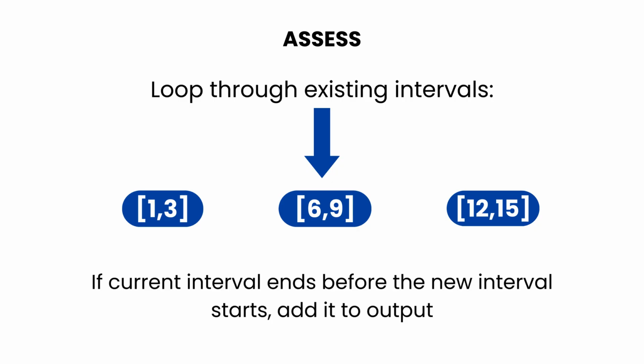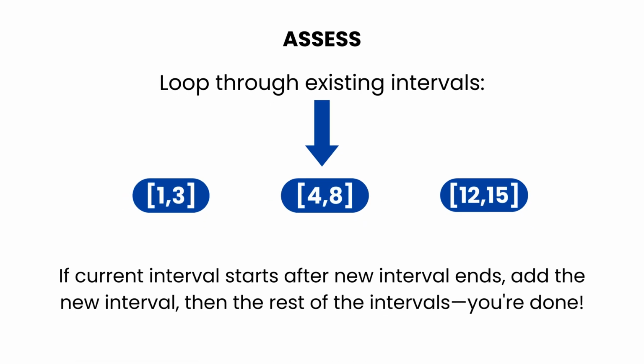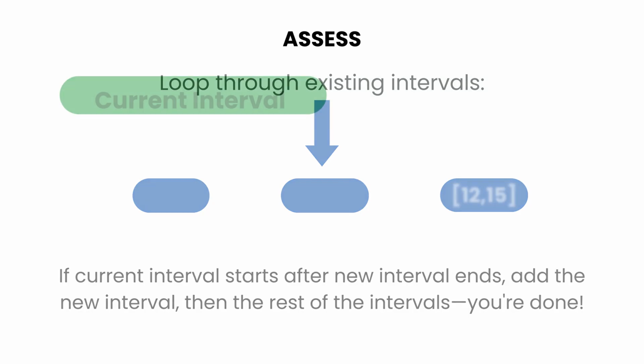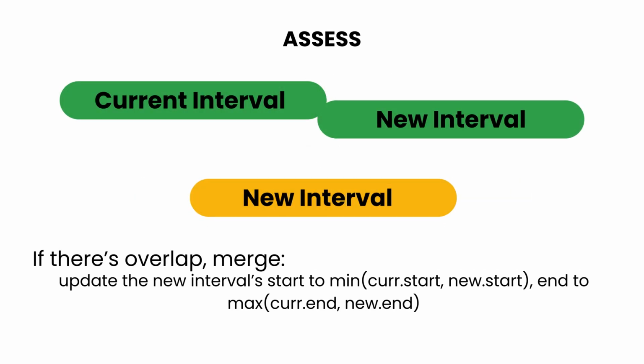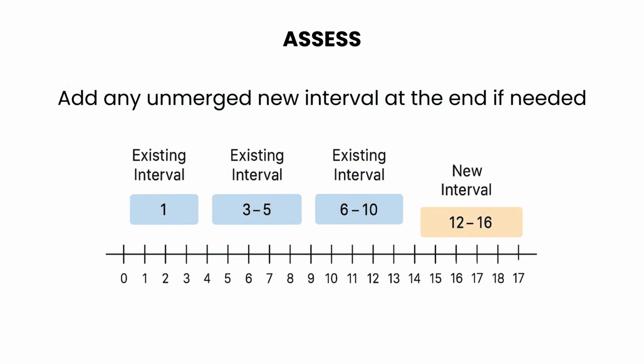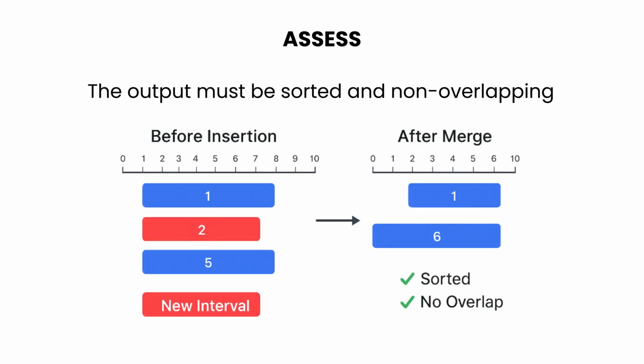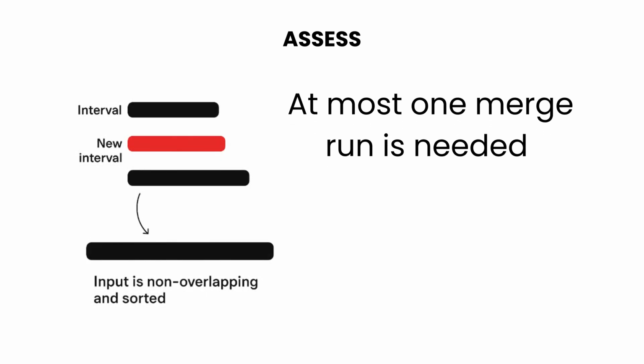Loop through existing intervals. If the current interval ends before the new interval starts, add it to the output. If the current interval starts after the new interval ends, add the new interval, then the rest of the intervals, and you're done. If there's overlap, merge: update the new interval's start to min(cur.start, new.start) and its end to max(cur.end, new.end). Add any unmerged new interval at the end if needed. Let's clarify: the output must be sorted and non-overlapping. At most one merge run is needed, since the input is non-overlapping and sorted.